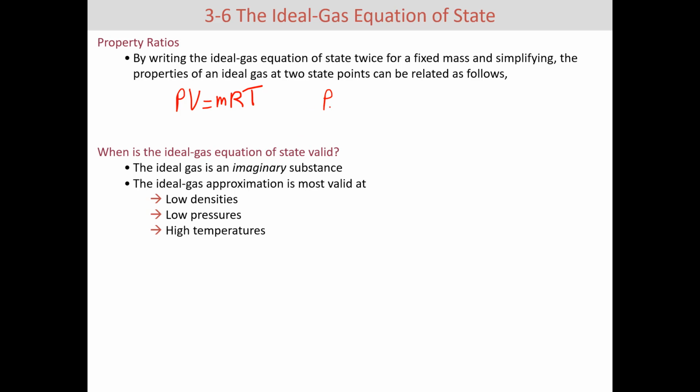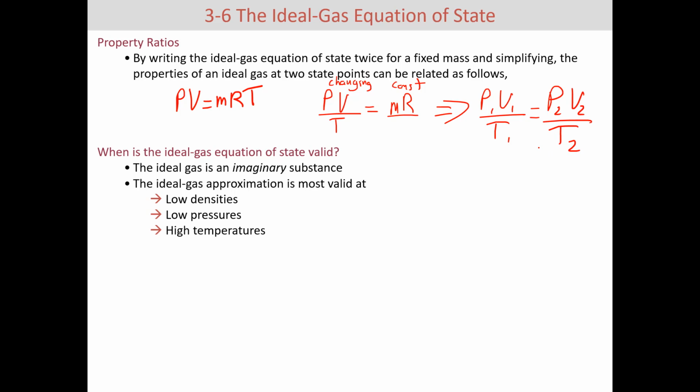If I take my equation, for example, for a constant mass process, I can pull on the right-hand side of the equation everything that's constant, and on the left-hand side everything that's changing. So if I change from state 1 to state 2, the pressure, volume, and temperature change, but I have constant mass. This tells me that P1 times V1 over T1 for state 1 equals P2 V2 over T2 for state 2.